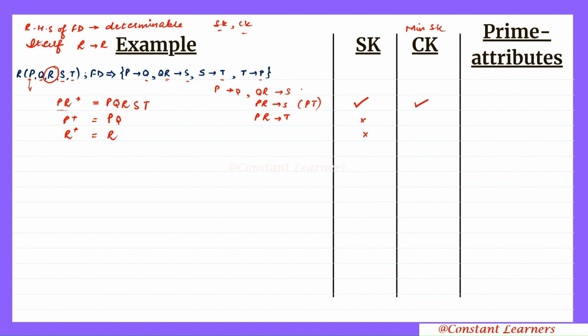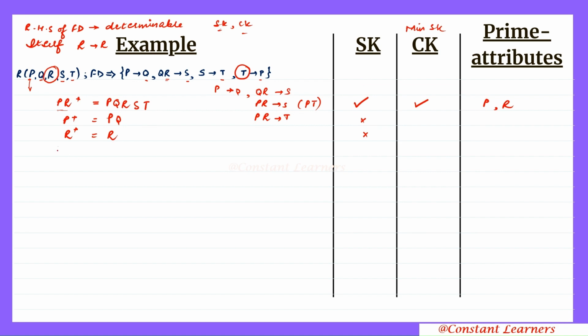Now, what are the prime attributes of this candidate key? Prime attributes are the attributes that are used to make this candidate key, right? So the prime attributes here are P and R, right? Now, R is not determinable by any other attributes, but P can be determined by some other attribute. Yes, T can determine P. Now, we are going to replace this P with T and check if that will be a super key and candidate key or not, right?